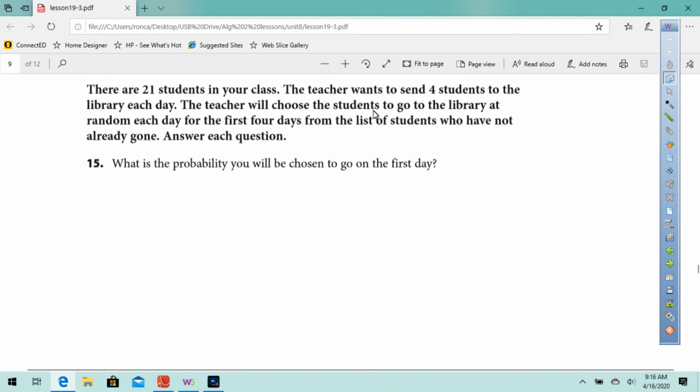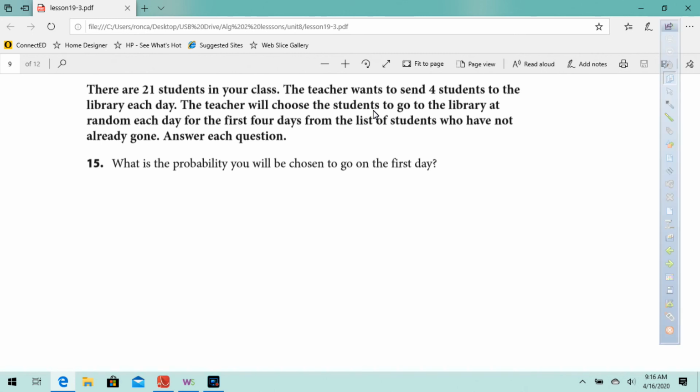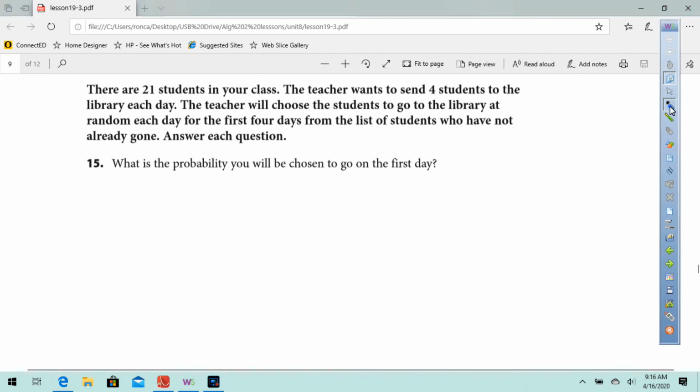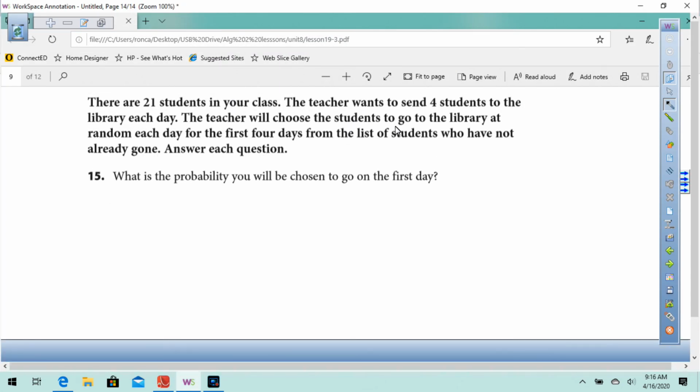15. There are 21 students in your class. The teacher wants to send 4 students to the library each day. The teacher will choose the students to go to the library at random each day for the first 4 days from the list of students who have not already gone. Answer each question. So 15, what is the probability you'll be chosen to go on the first day?